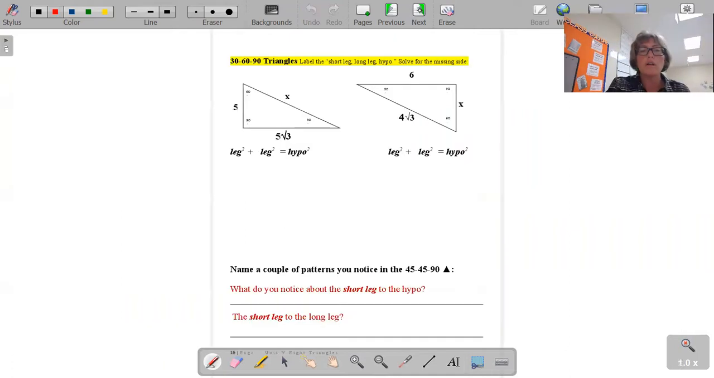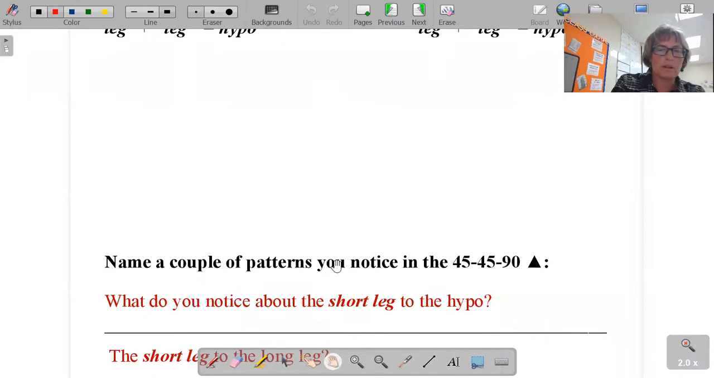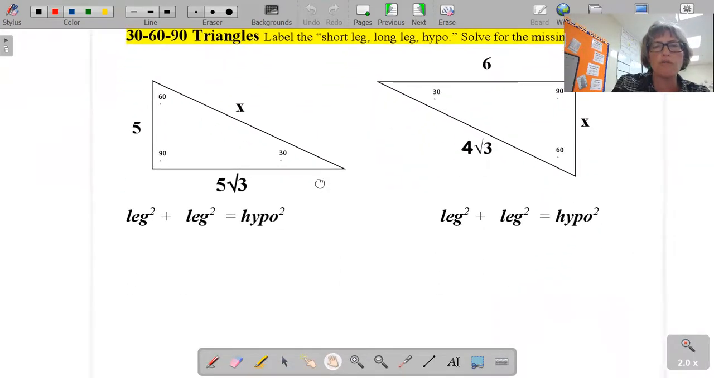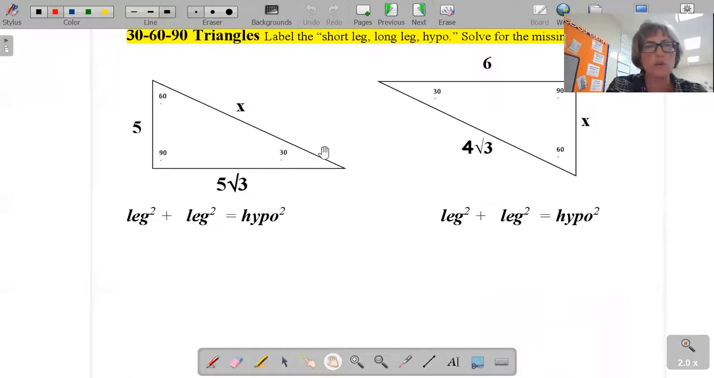Now, we had 2 special right triangles, 45, 45, 90 and 30, 60, 90. We're going to use the Pythagorean theorem to solve for both, and then you're going to notice some patterns. Hopefully, you'll notice some patterns. Ready?